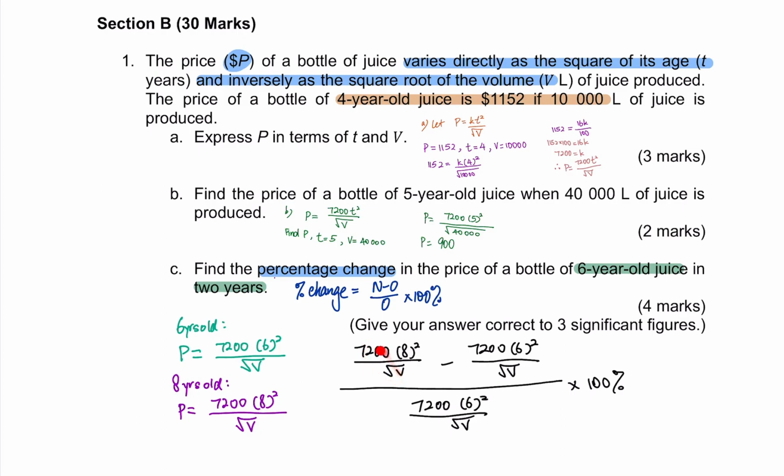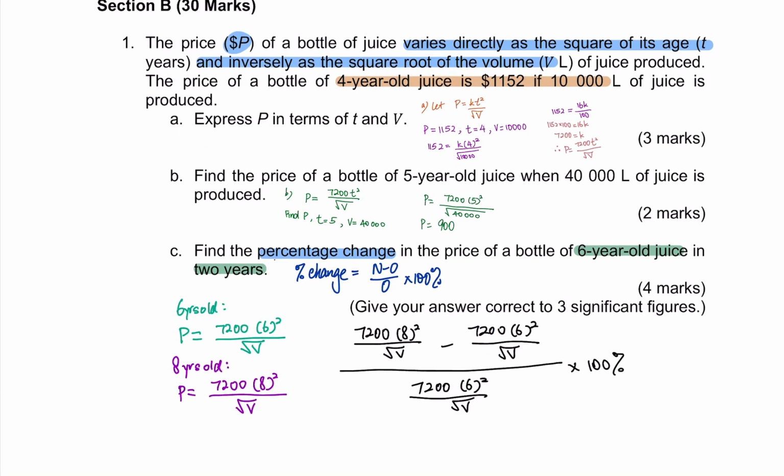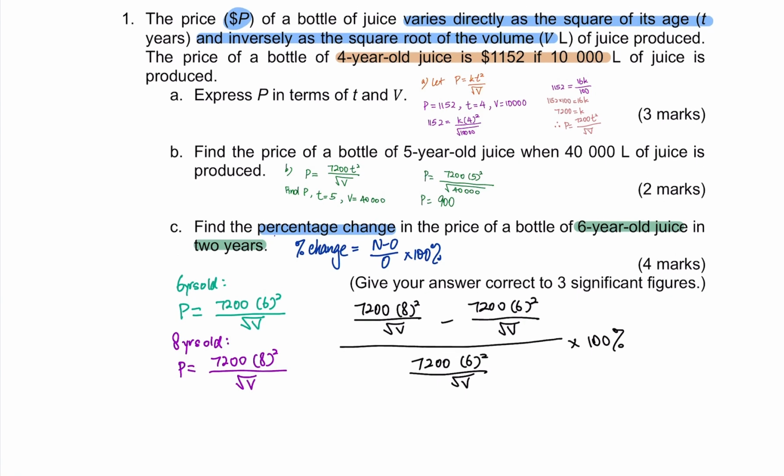You will have to see, is there anything common? There might be something common. Common means same. So these things are common on top. So on top we take that out first. And what's left? 8 square minus 6 square. And the bottom, same thing. It's still that thing, so alright, 10 times 100%.